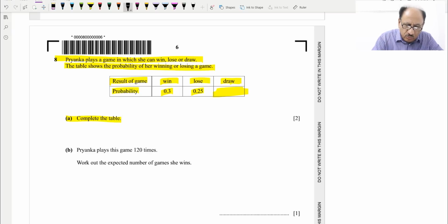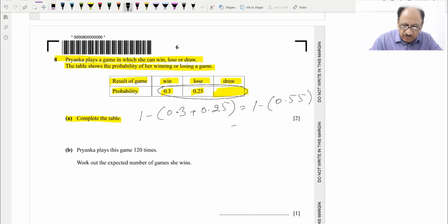To complete, we know that the sum of probabilities is always equal to 1. Maximum probability can be 1. So 1 minus 0.3 and plus 0.25, and this one we can write as 1 minus 0.55, and this will be equal to 0.45, and this will be our final answer for 2 marks.